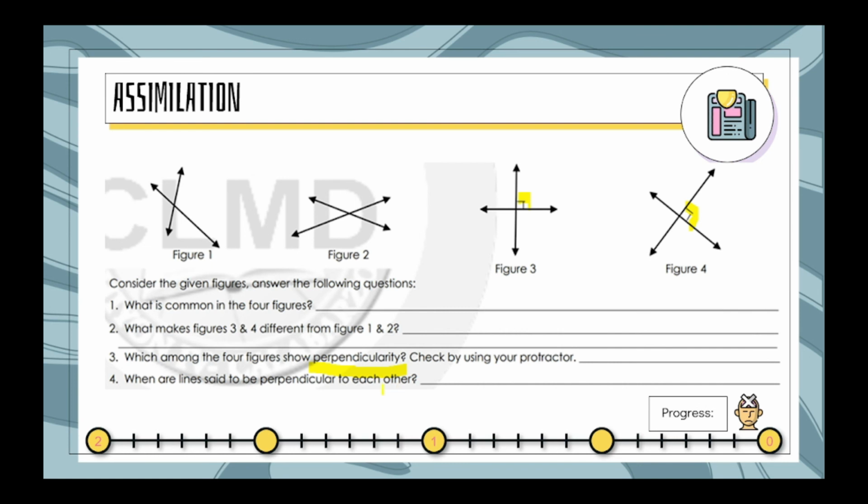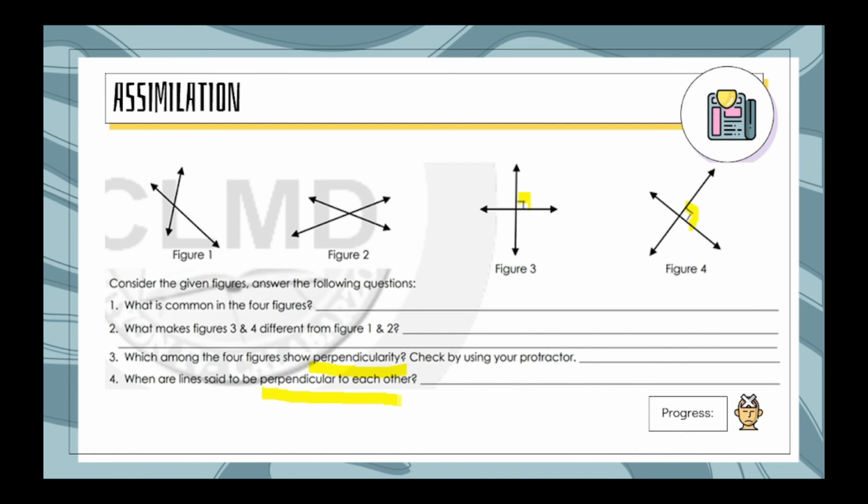And finally, number 4. When are lines said to be perpendicular to each other? Kailan sinasabi na ang dalawang linya ay perpendicular sa bawat isa? Kapag ang measure is equal to what? Write your answer. Okay. Now, let us check your work for assimilation.